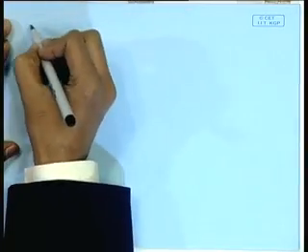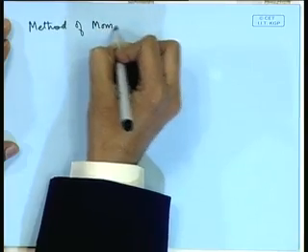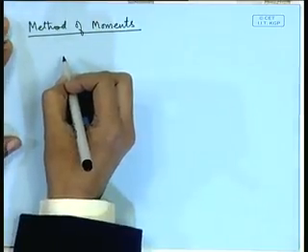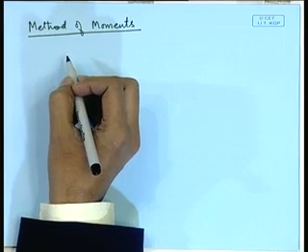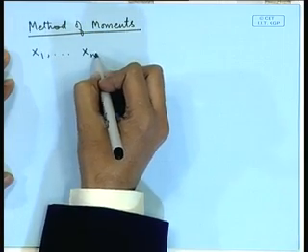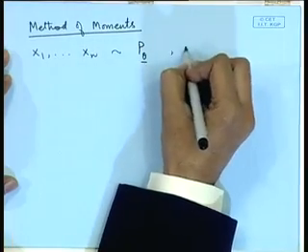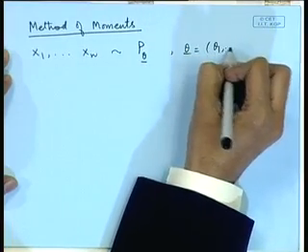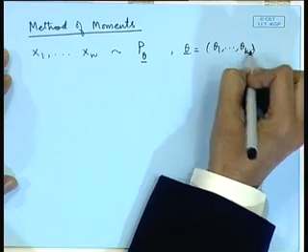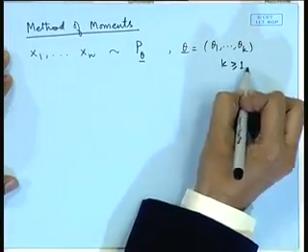Next, we consider the method of moments. This is attributed to Karl Pearson. The model is as follows. We have a random sample, say x1, x2, ..., xn, from a population with parameter theta. Theta may in general be 1 dimensional, 2 dimensional or k dimensional. So, here k is greater than or equal to 1.